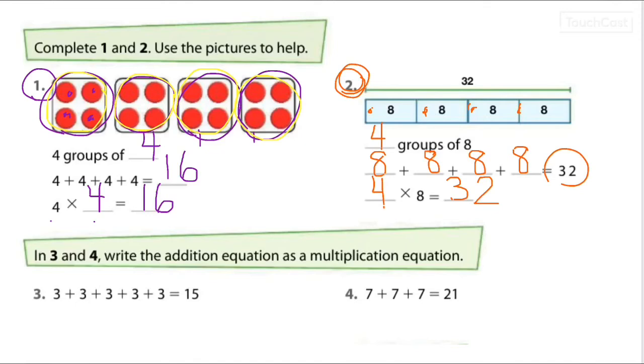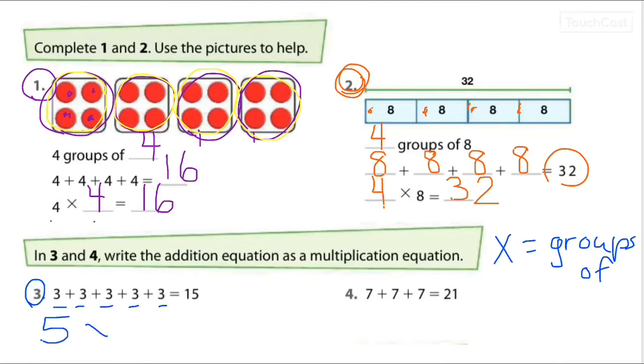The last section, we're going to look at how you change addition problems to multiplication problems. Remember, multiplication means groups of. So let's look at this first addition problem. First of all, we have, how many 3s are there? 1, 2, 3, 4, 5. So I have 5 groups of, how many each group? 3. So 5 times 3 equals 15. That's like saying 1 3, 2 3s, 3 3s, 4 3s, 5 3s equals 15.